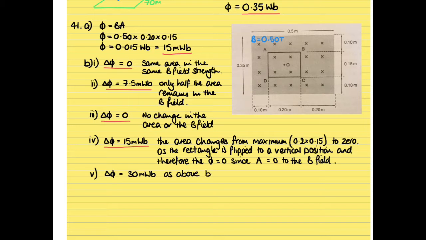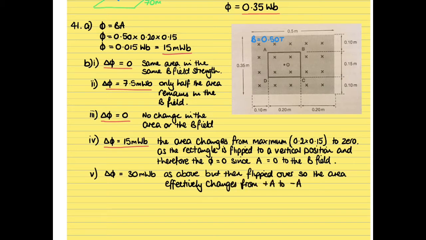The last part, part 6, we literally just lift the rectangle up above the magnetic field, but the magnetic field is still perpendicular to the paper and still through that rectangle. So the final answer is also 0, because we haven't changed the magnetic flux at all. There is no change, there's no difference.